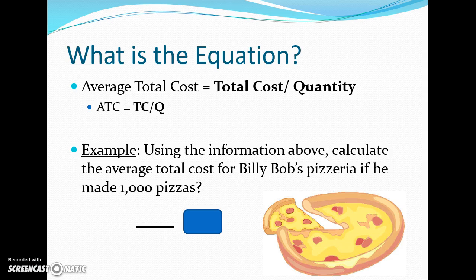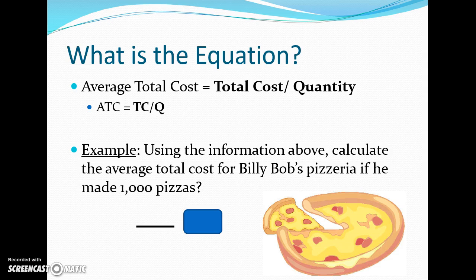Now, average total cost. This is your total cost divided by the quantity produced. This is how much you pay per item produced. So you need to know this because you need to know how much you need to charge per item produced, per thing you want to sell.